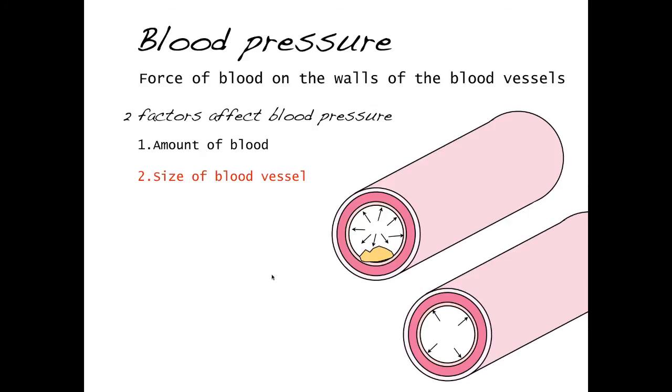This becomes really apparent when we talk about the condition called atherosclerosis, which is essentially a fatty streak or fatty deposit in the blood vessel. What this does is this fatty deposit basically makes the lumen of the blood vessel smaller. So the size of the blood vessel has gotten smaller with the same amount of blood flow going through it. Therefore, blood pressure has gone up.